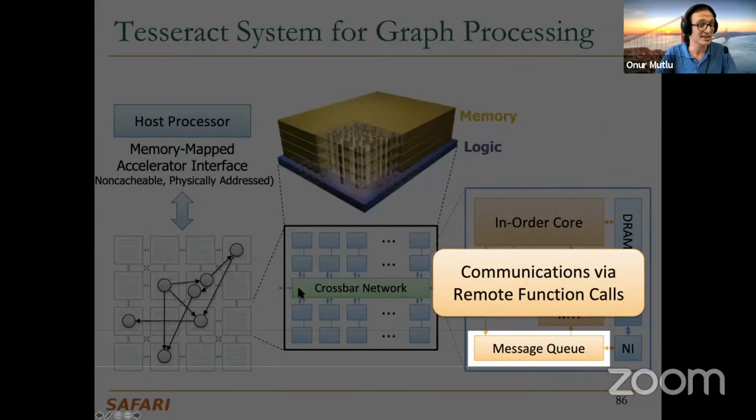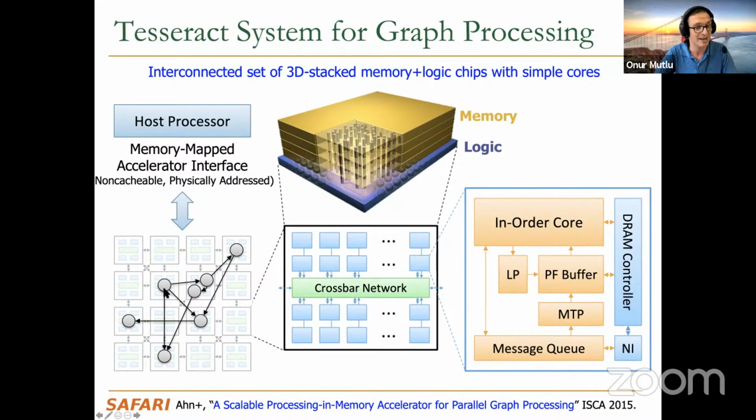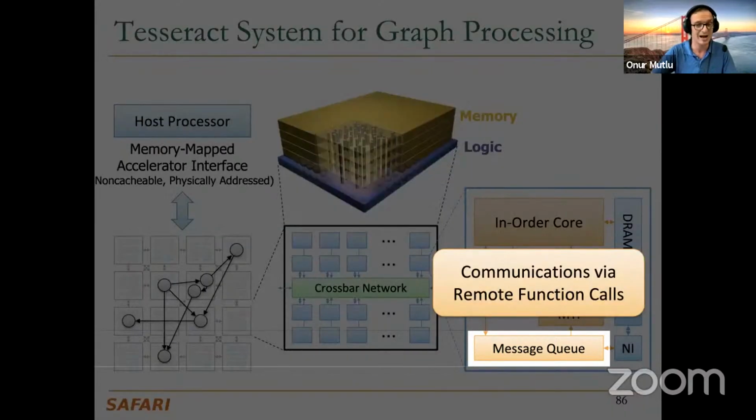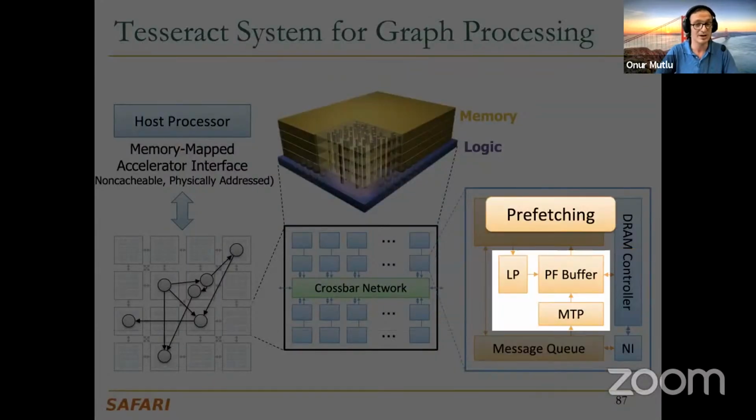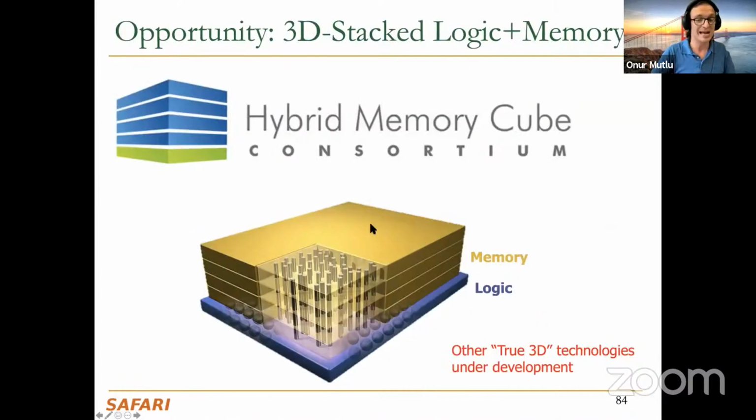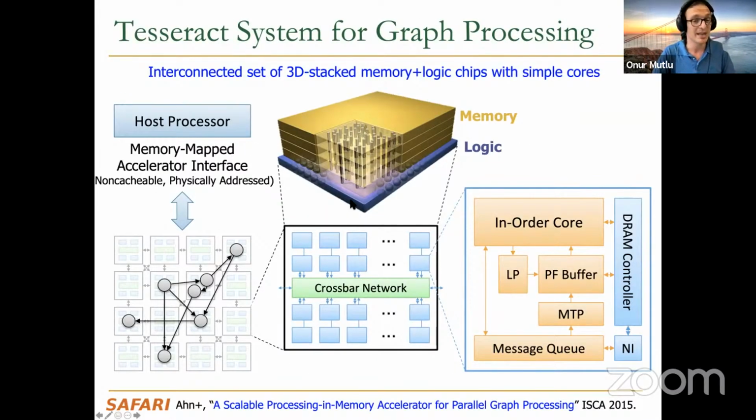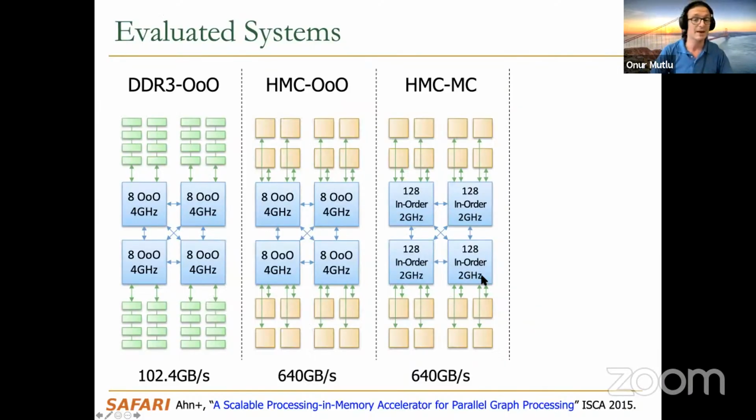So communication, essentially, this is very much like distributed systems programming, remote function call-based programming, and hardware supports that remote function call-based programming. And there's prefetching mechanisms internally so that you can exploit the high memory bandwidth that you have over here. So this is beautiful, I think. It basically shows that you can do computation near memory, and you can change your programming model to enable that computation. And the benefits are significant.